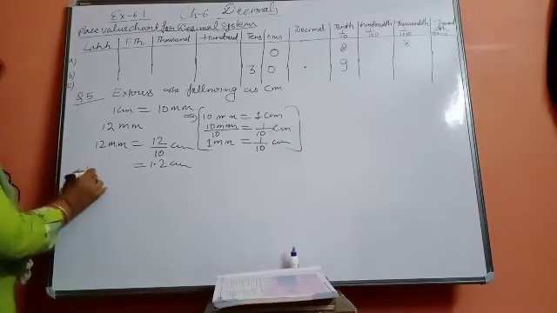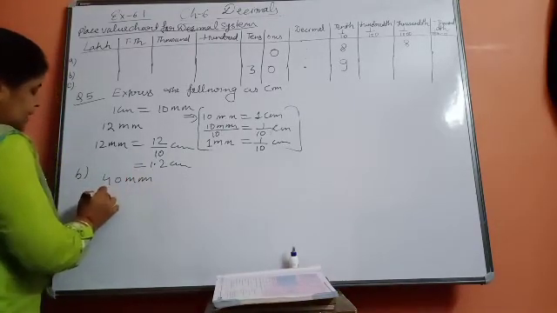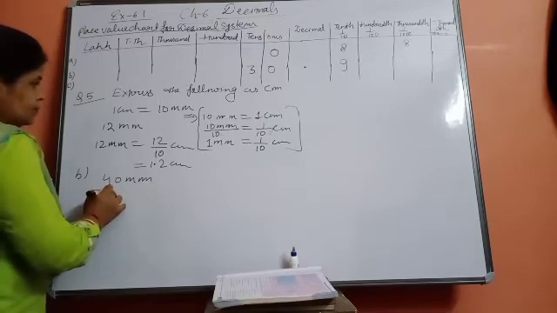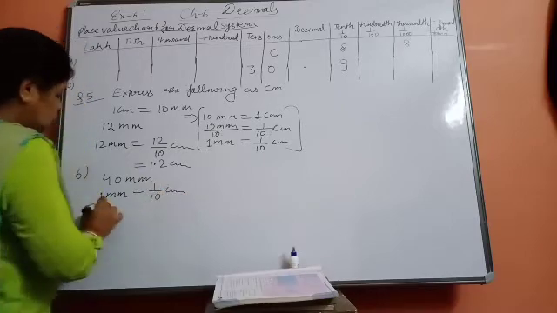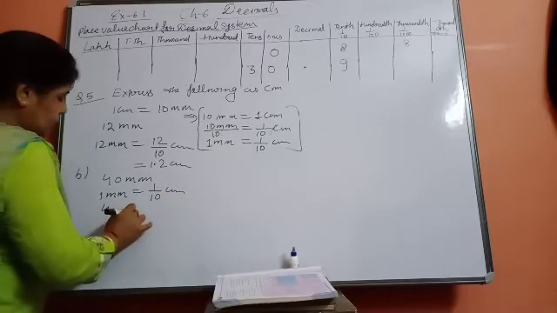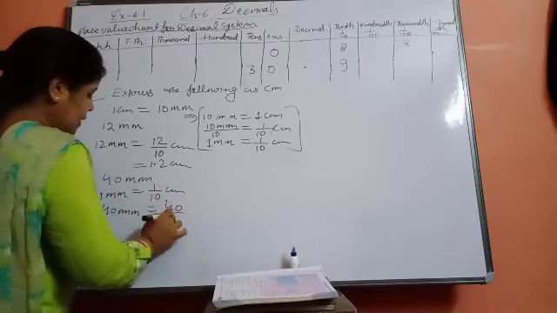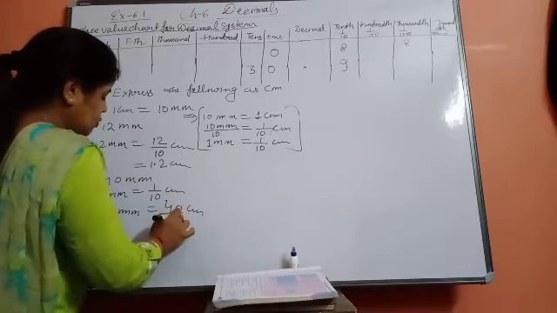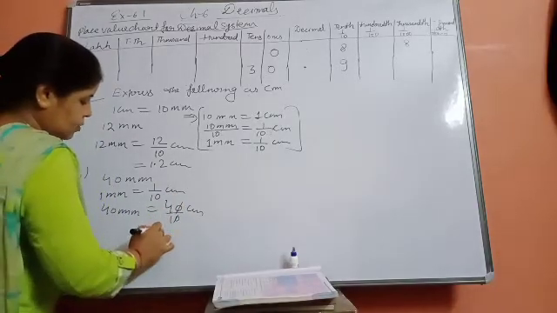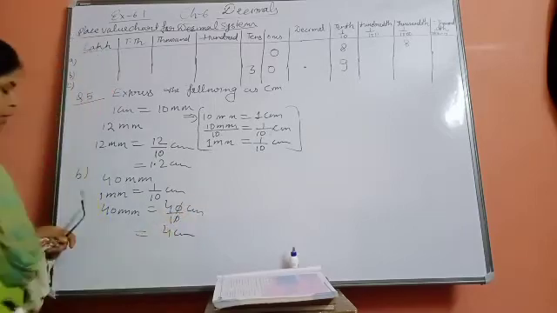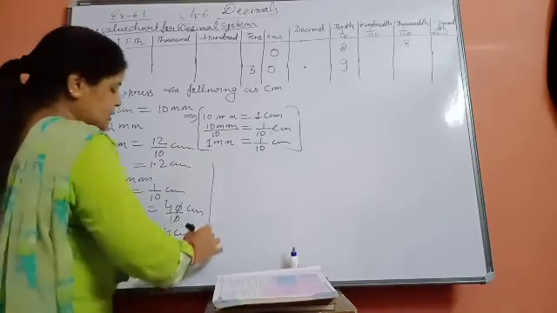One more question I am going to do. Second is the B part, 40 millimeter. Again you write 1 millimeter is equal to 1 upon 10 centimeter. So 40 millimeter is equal to 40 upon 10 centimeter. The zero cancels, so it is 4 upon 1, which means 4 centimeter. So 40 millimeter means 4 centimeter. This is the B part.